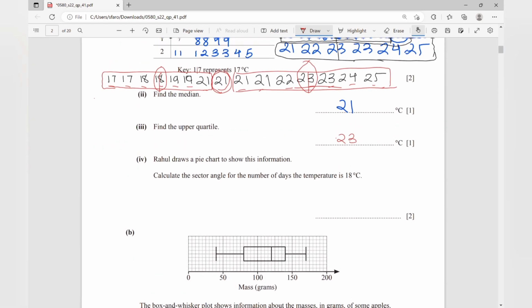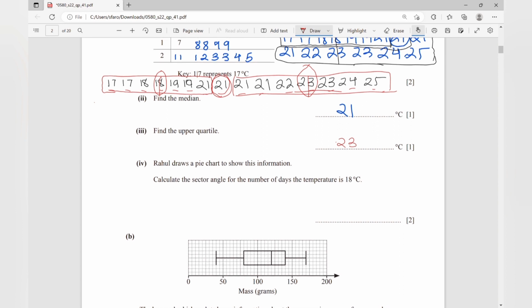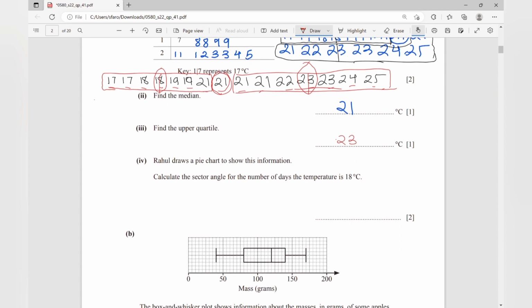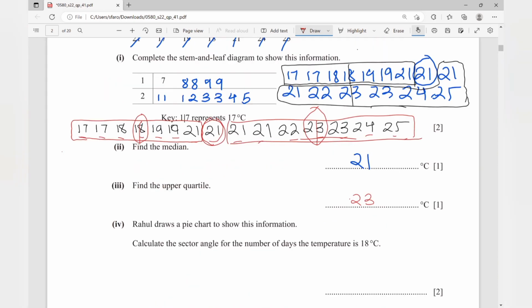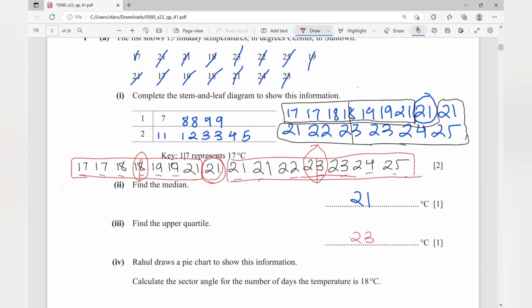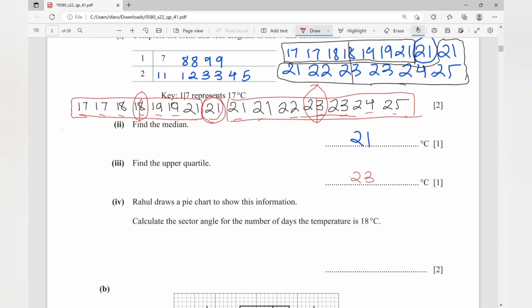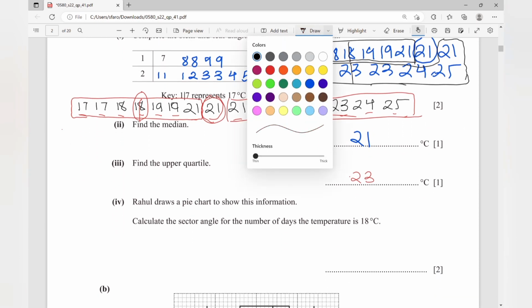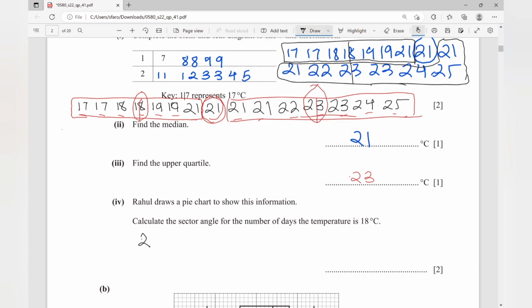Next, they say Rahul draws a pie chart to show this information. Calculate the sector angle for the number of days the temperature is 18 degrees. Okay, so we have 15 numbers, right? And how many of those 15 numbers is 18? We have two 18s out of all the 15 numbers. So we'll just write 2 out of 15. Since 360 degrees is the total of a whole circle, we'll just multiply this with 360, which will give us 48.